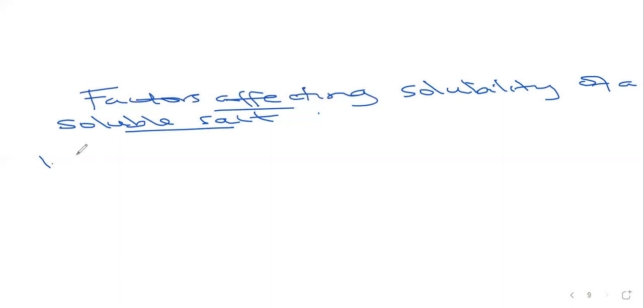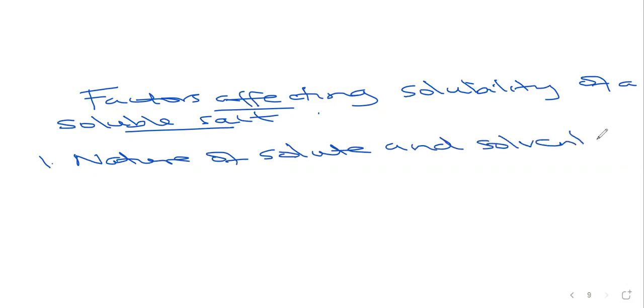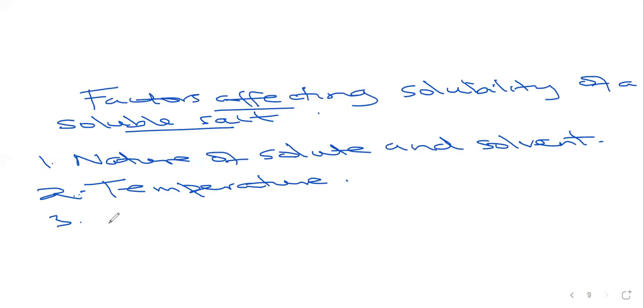The first one is nature of the solvent and solute. Nature of solute and solvent, that's the first factor. These ones are for the soluble salt, not the sparingly soluble one. The second factor is the temperature, and the third factor is pressure. Those are the 3 factors that affect solubility of a soluble salt.